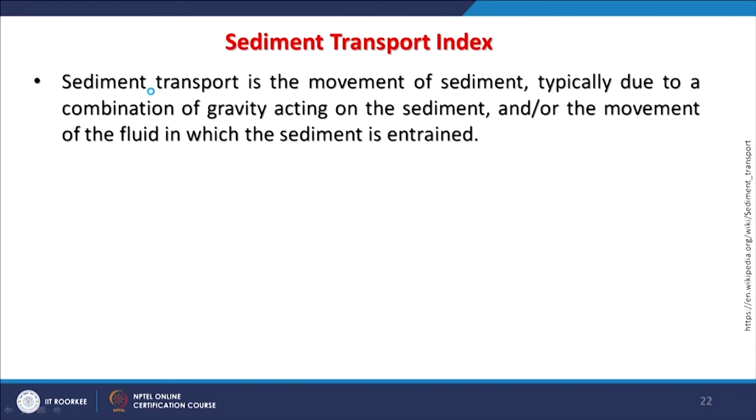Now, another derivative is the sediment transport index, which is a movement of sediment typically due to a contribution of gravity action on the sediment, and on the movement of fluid in which the sediment is entrained. The sediment transport occurs in natural systems. So, in a natural drainage system there will be some sediment.